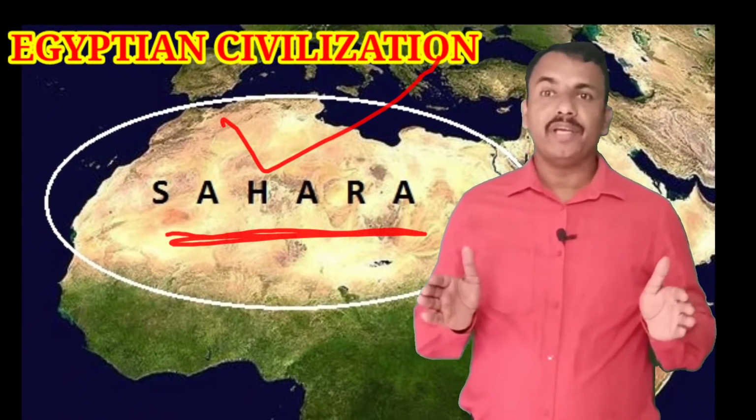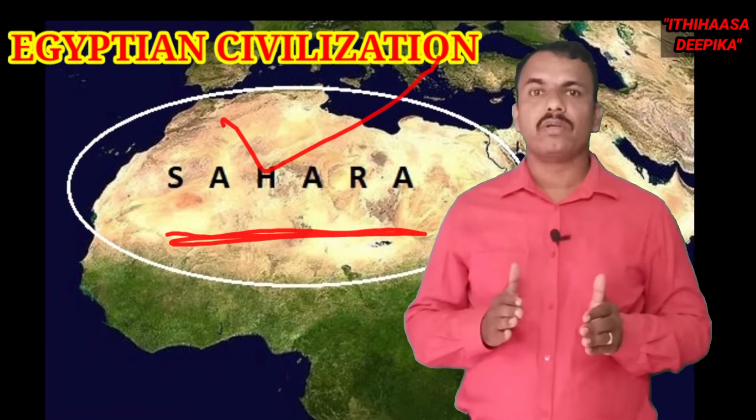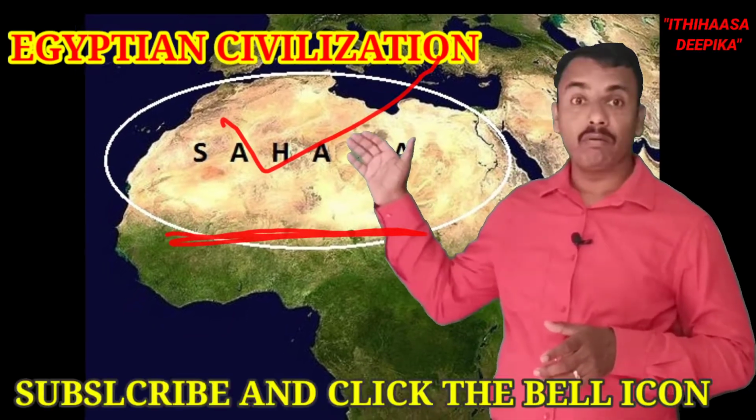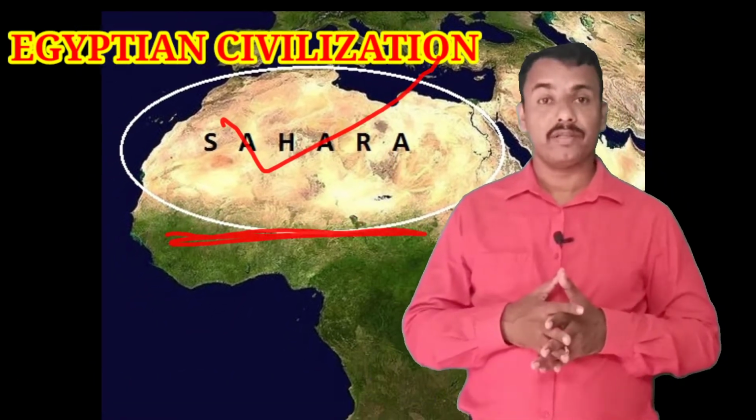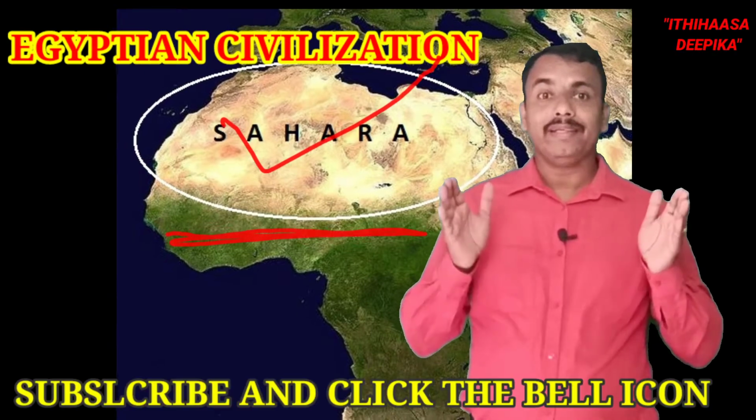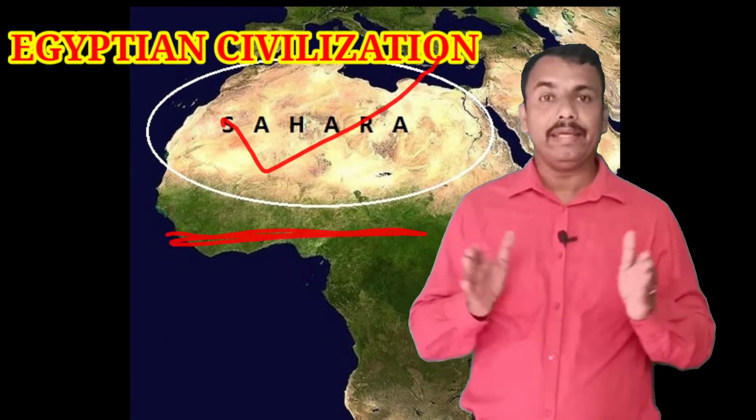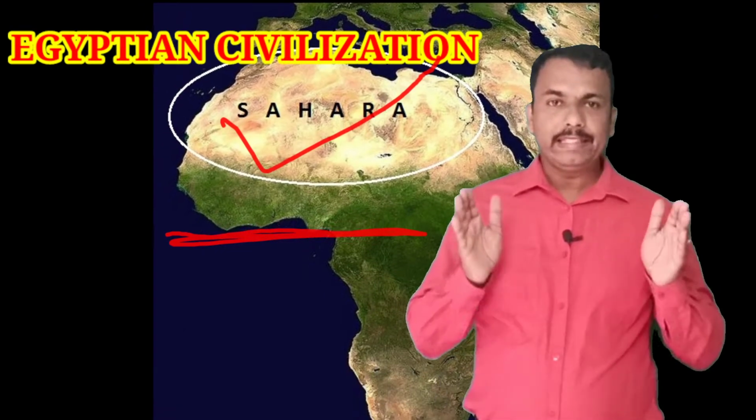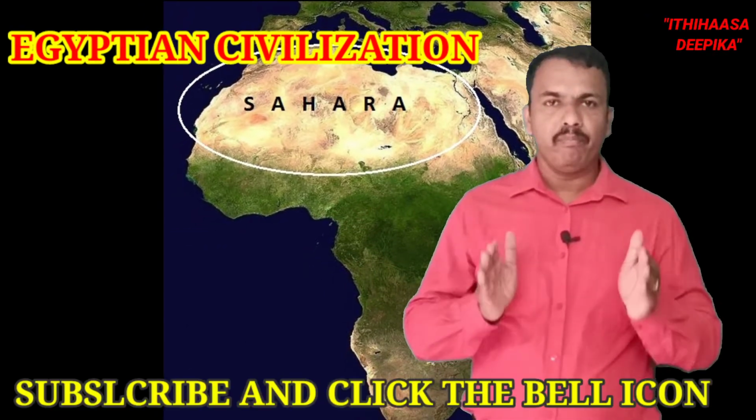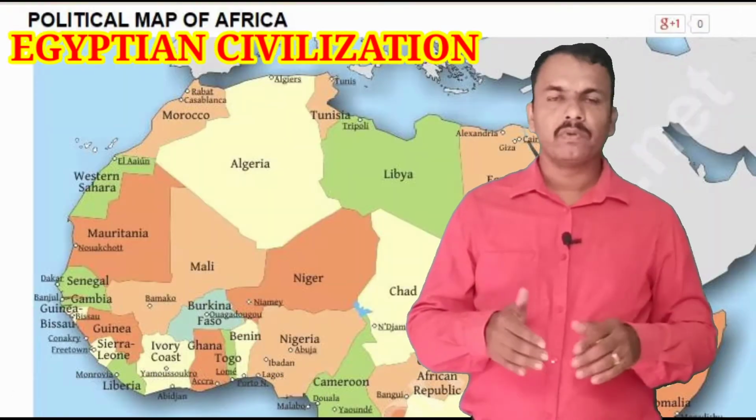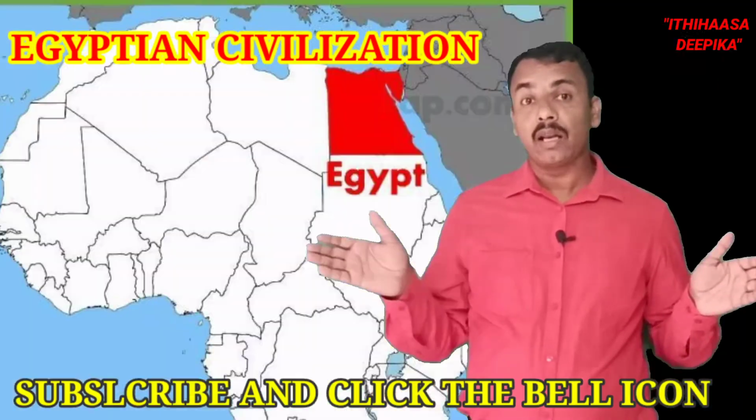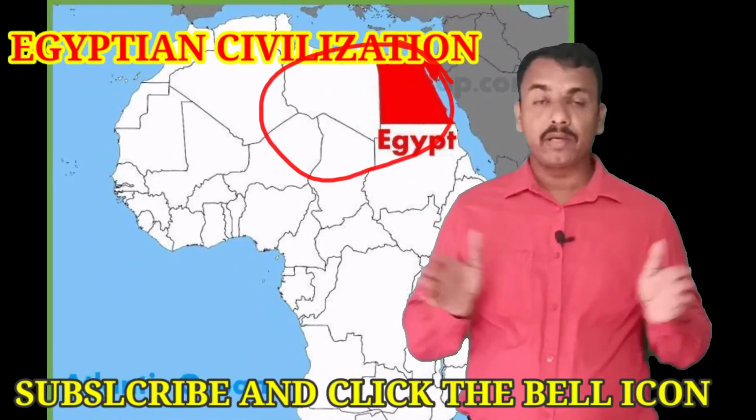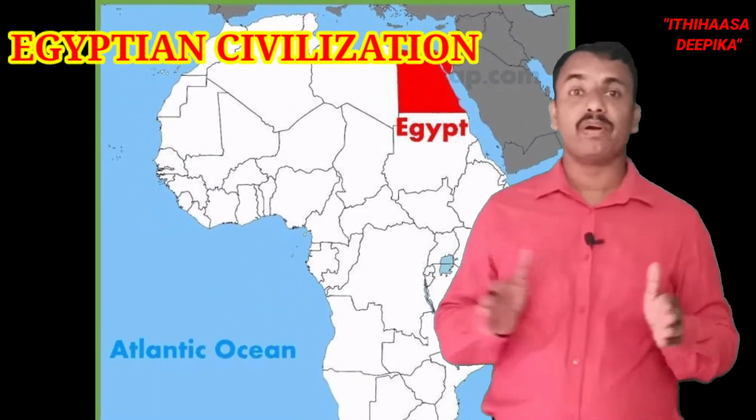There is impenetrable desert on the east, south and west, that is the Sahara desert. In this way, Egypt is surrounded by the Mediterranean Sea in the north and the Sahara desert in the east, west and south. Totally, the Egyptian country is separated from the rest of the world.